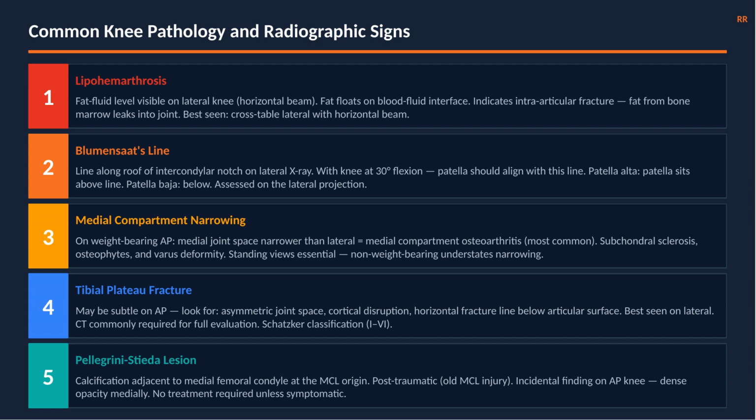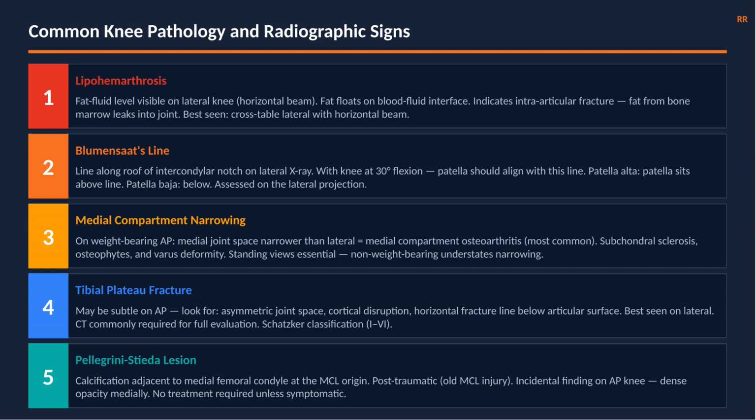Medial compartment narrowing. On weight-bearing AP, medial joint space narrower than lateral means medial compartment osteoarthritis, the most common form. Subchondral sclerosis, osteophytes, and varus deformity accompany it. Weight-bearing views are essential. Non-weight-bearing films underestimate the degree of narrowing.